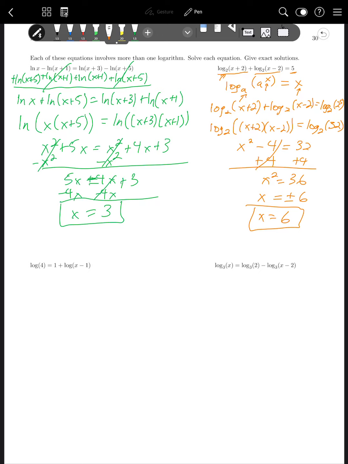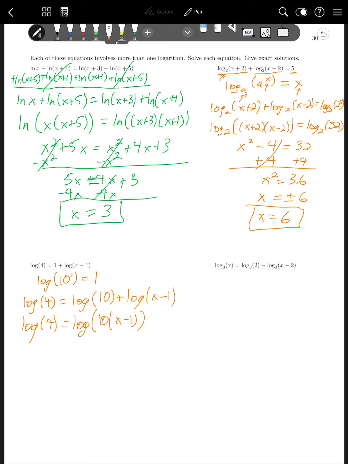Okay, so let's go through these together. The first thing I would do is replace 1 with a log. In this case, log of 10 to the first is equal to 1. So we can have log of 4 equals log of 10 plus log of x minus 1, and then we can combine those together using multiplication. So this is log of 4 equals log of 10 times x minus 1.